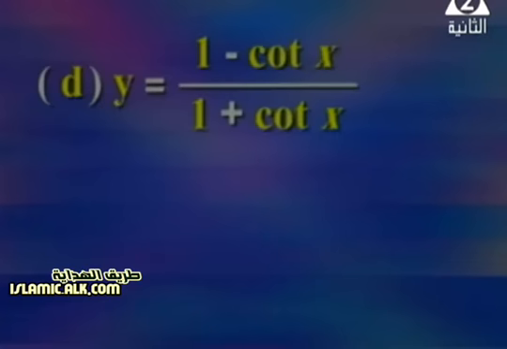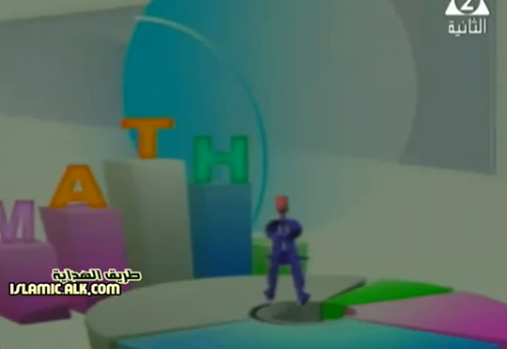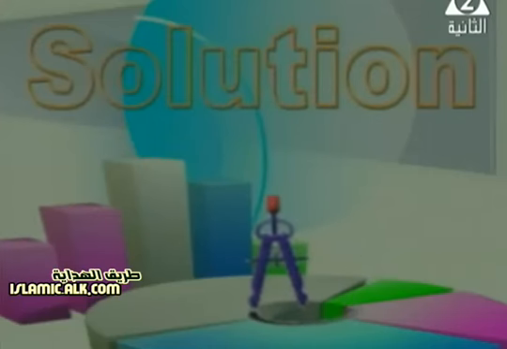If y equals (1 minus cot x) over (1 plus cot x), what is the differentiation of y, or find dy by dx? Remember, dear student, this example is division, an algebraic fraction. What do we mean by algebraic fraction? When you find y dash, it is the denominator times the differentiation of the numerator, minus the numerator times the differentiation of the denominator, all over the denominator squared. Look at the solution.